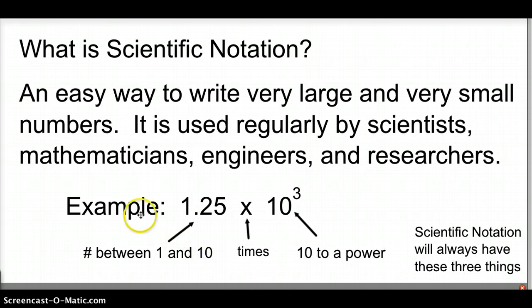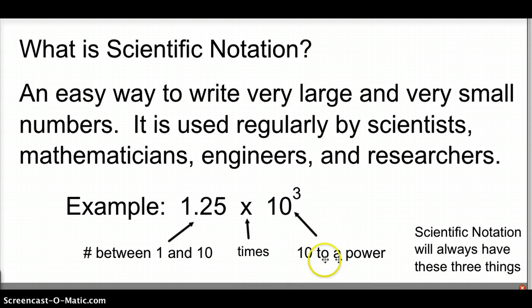So 1.25 times 10 to the third is how this would be read. That is scientific notation. What scientific notation contains are these three parts. First, you're going to have a number between 1 and 10, and that's where the 1.25 comes in. You're going to be multiplying that, or times 10 to the third power. In this case, it's 10 to the third power.